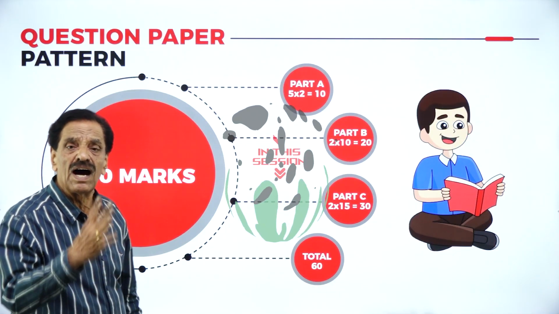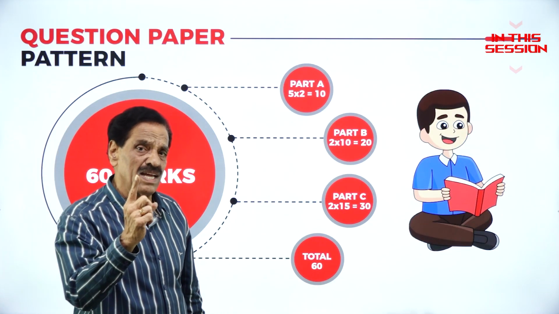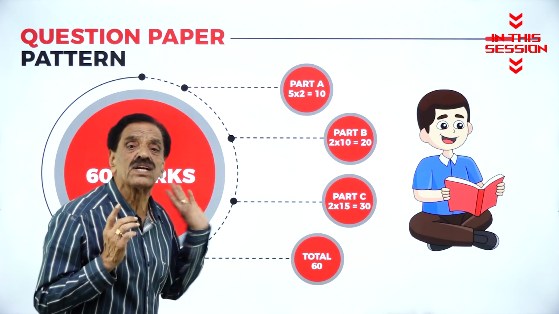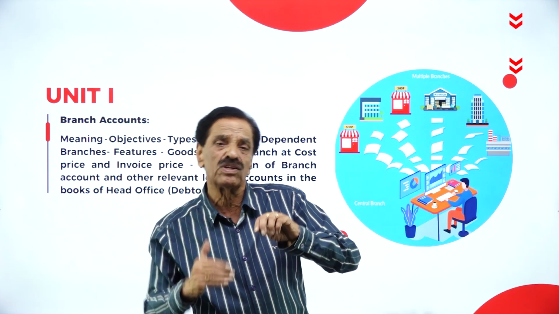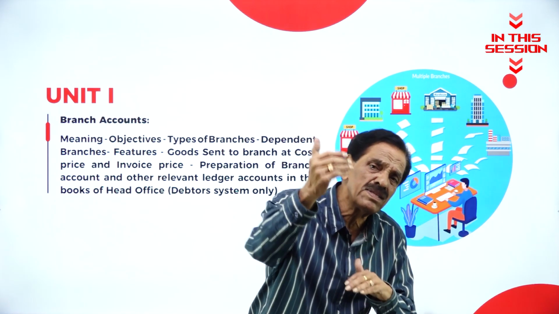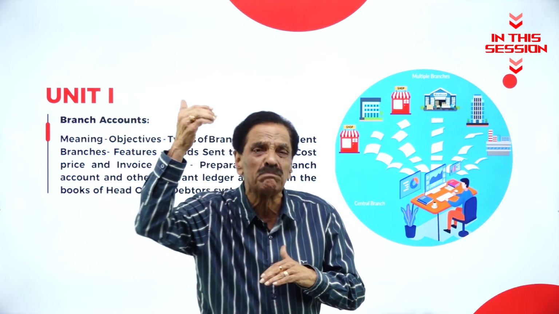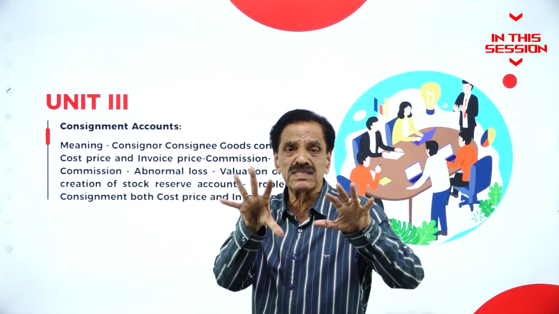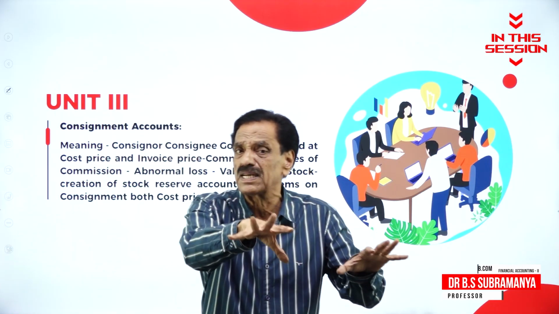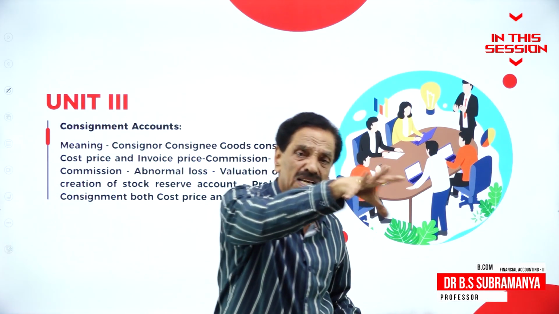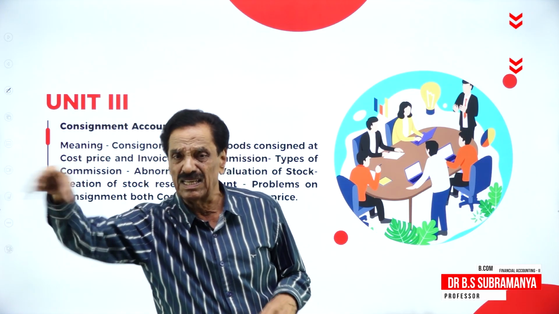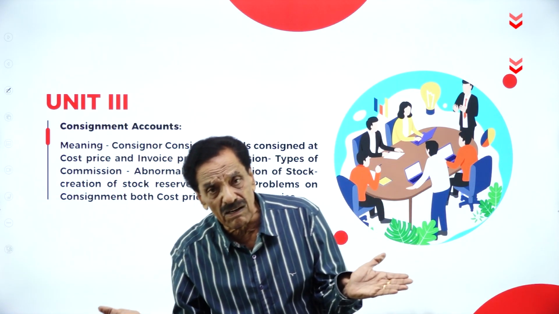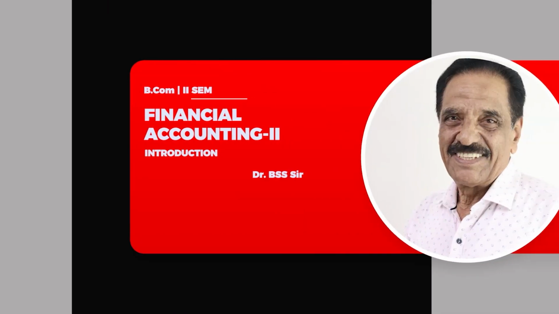Section C, we ask 4 questions, 1 theory, 3 practical, 15 into 2, 30, totally 60 marks. A head office wants to expand its business. So what the company will do, they will open a branch in a different area that we are going to deal with here. Consignment is an agreement between two parties, consignor and consignee. Consignor is the owner, consignee is the agent. The relation between the consignor and the consignee we call as consignment account.